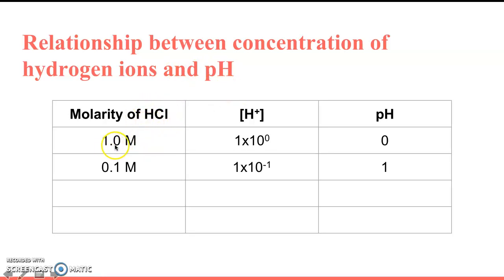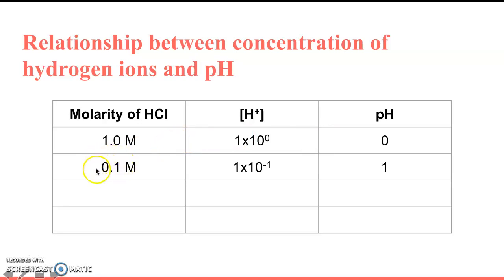If we put this into scientific notation, we get 1 times 10 to the 0. So our concentration of H+ is 1 times 10 to the 0. This superscript on the 10 gives us our pH. So if this is 1 times 10 to the 0, we have a pH of 0, very strong acid.